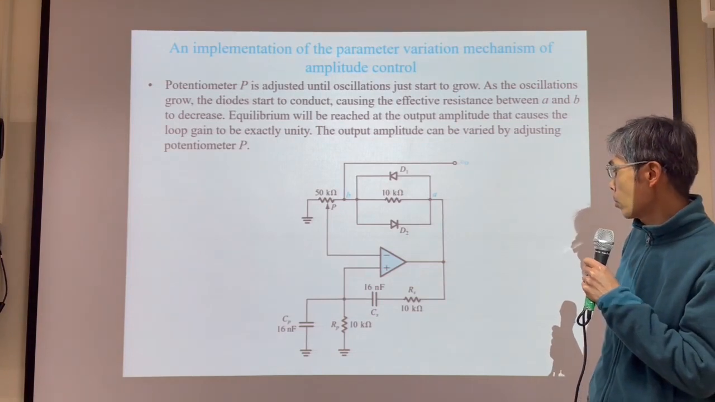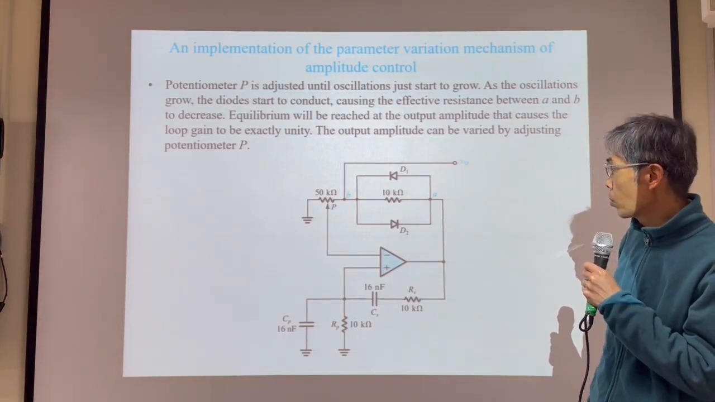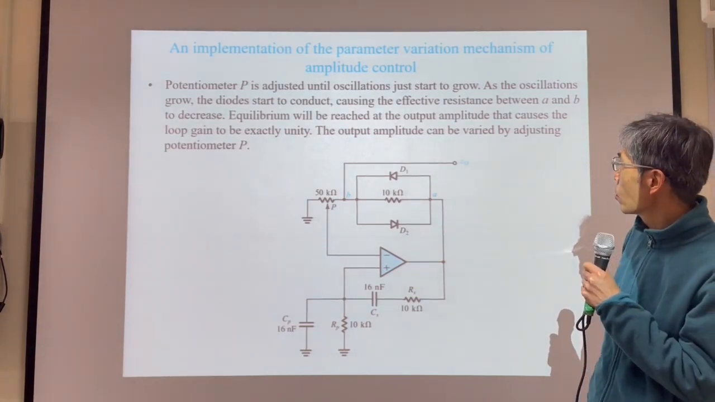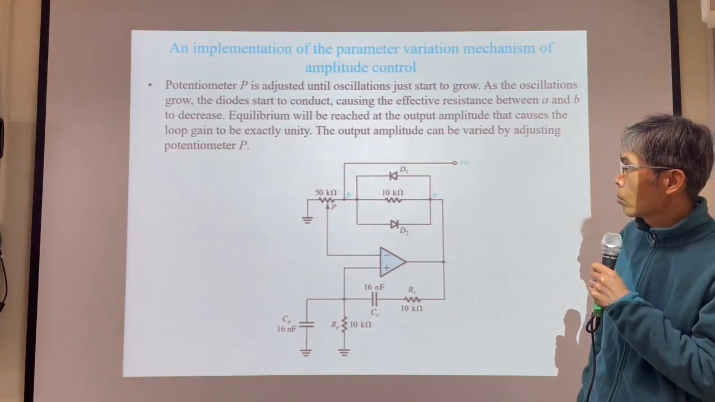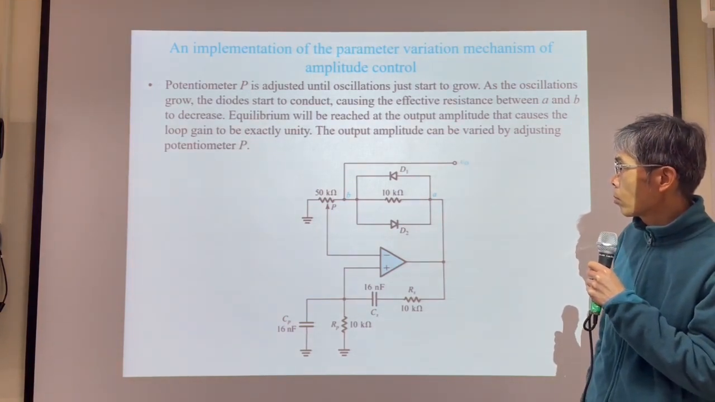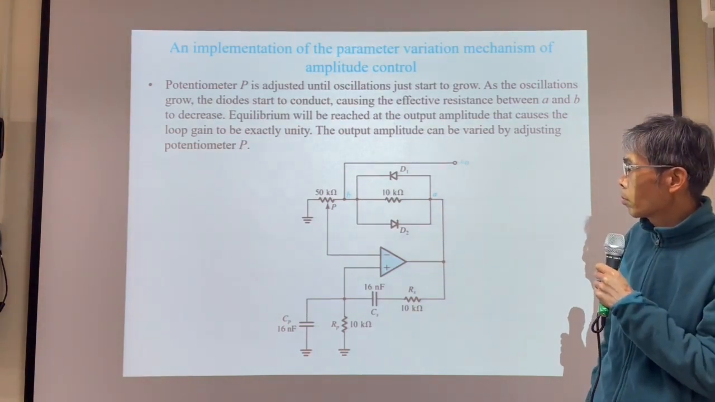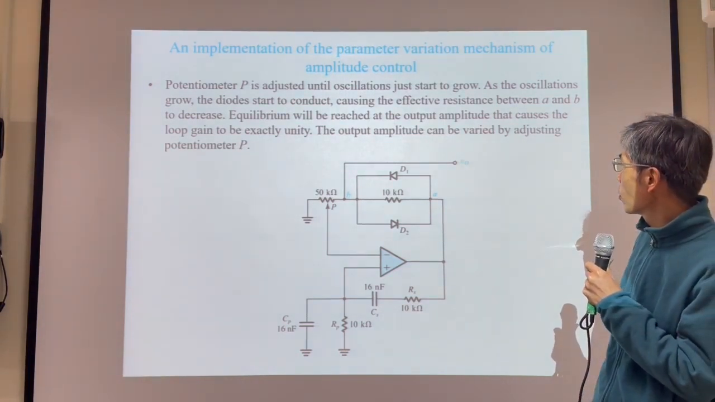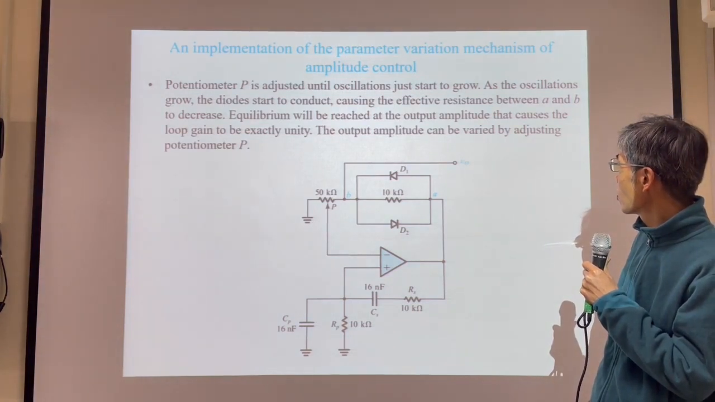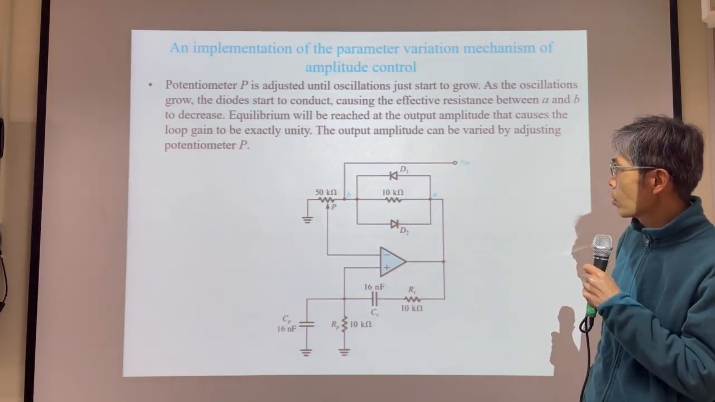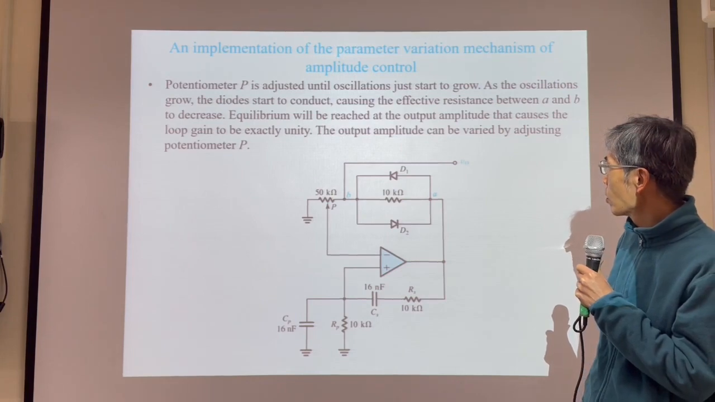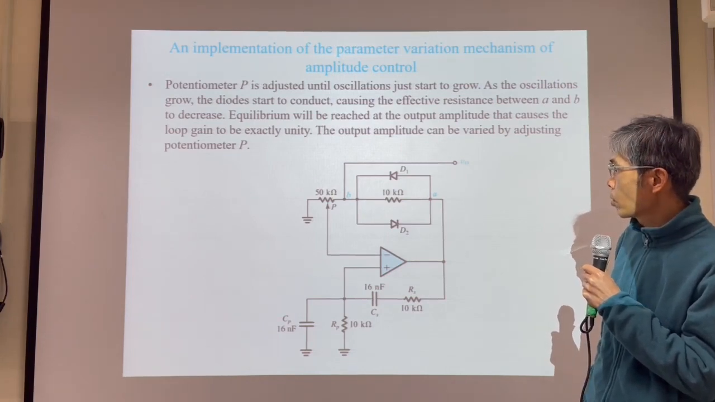Potentiometer P is adjusted until oscillations just start to grow. As the oscillations grow, the diodes start to conduct, causing the effective resistance between A and B to decrease. Equilibrium will be reached at the output amplitude that causes the loop gain to exactly unity. The output amplitude can be varied by adjusting potentiometer P.